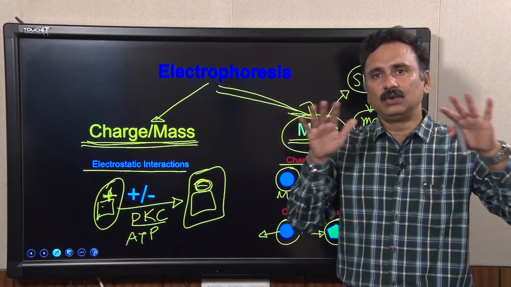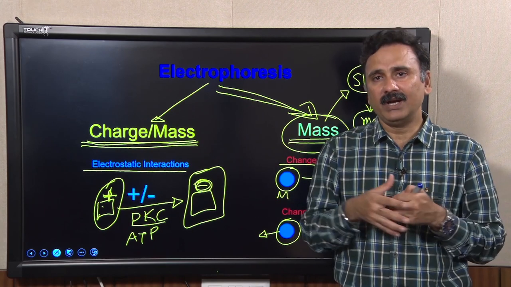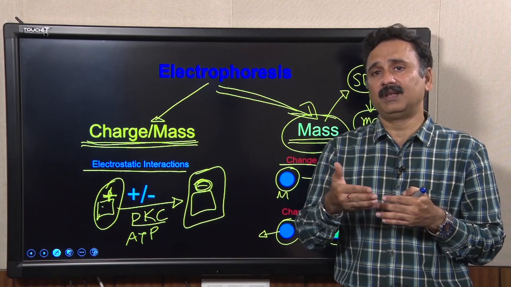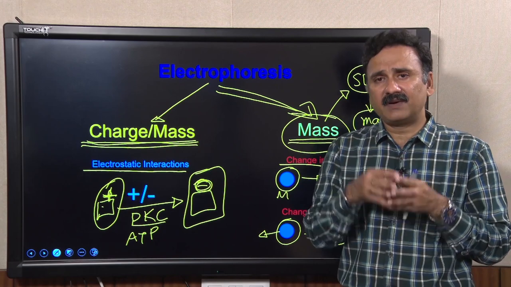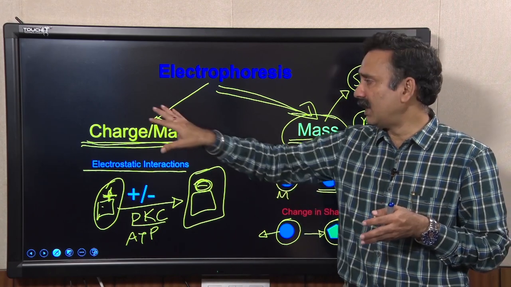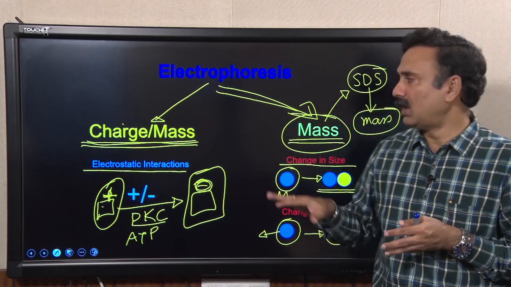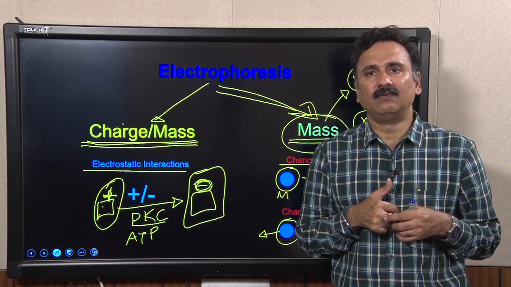So these are the two main aspects that can be exploited when you are designing an experiment considering electrophoresis. We are going to discuss different types of experiments where we are either going to exploit the charge by mass as a criterion, or in some places we are also going to exploit the criterion of the mass.